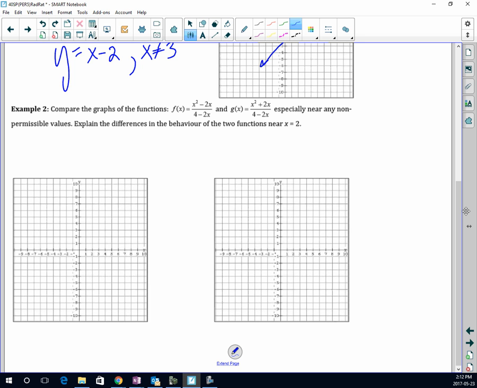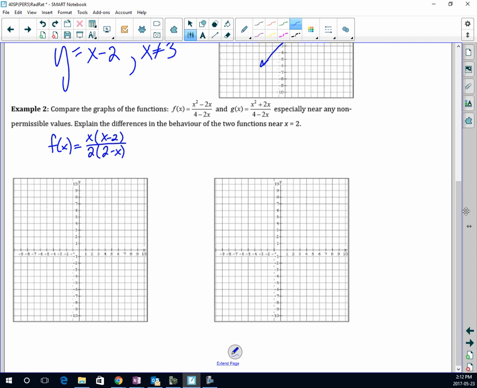Well, let's try to factor first. So f of x, if I factor the top, I can pull out an x, and I'm left with x minus 2. If I factor the bottom, I can pull out a 2, and I'm left with 2 minus x. Now, somewhere you learned in grade 11 pre-cal that if two factors are so similar except a sign is different, what do you do?